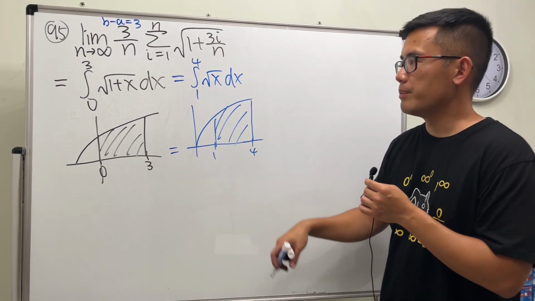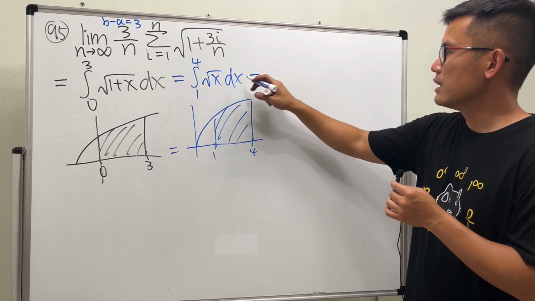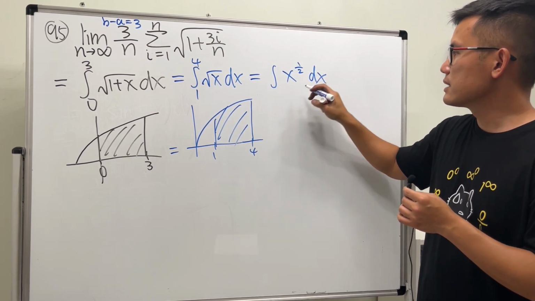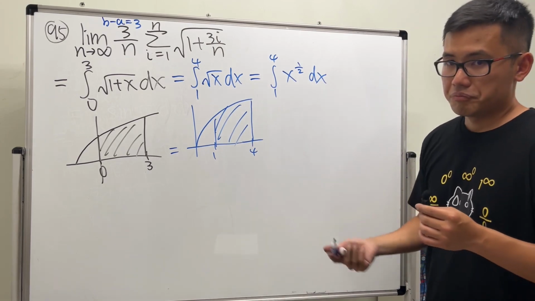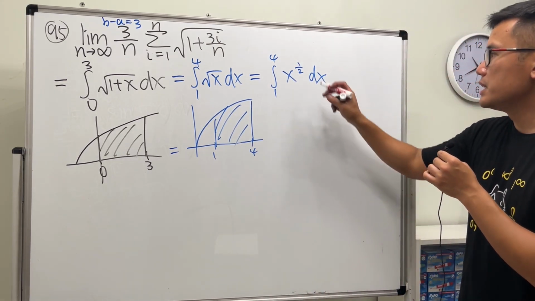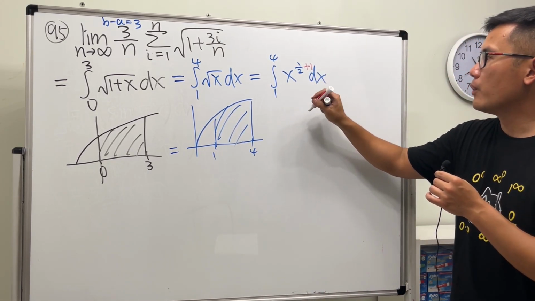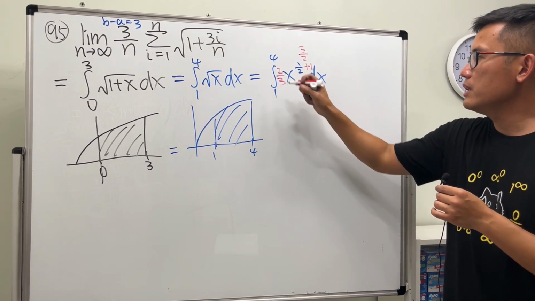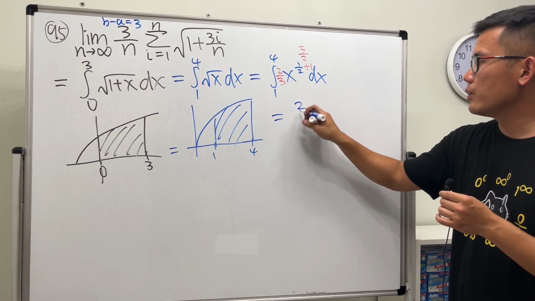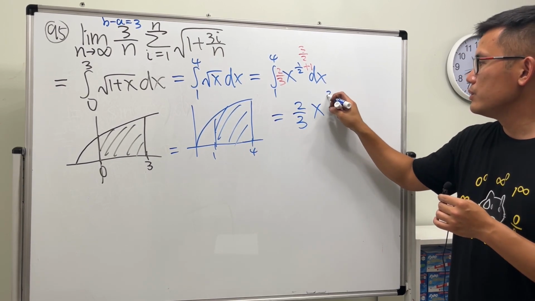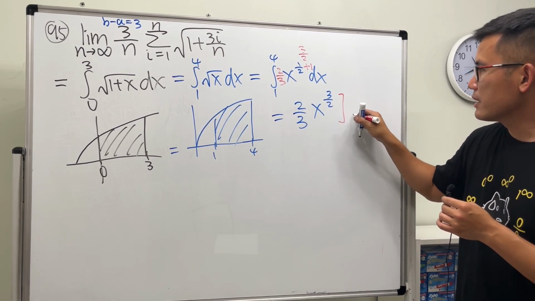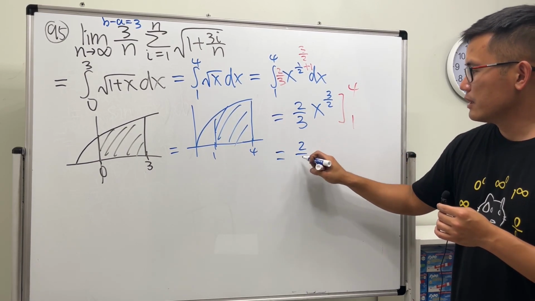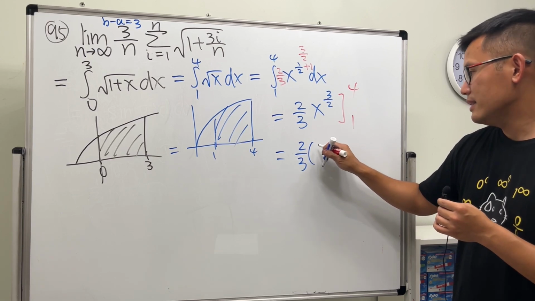Much easier to integrate, because now we can look at this as integral x to the 1/2 power dx, 1 to 4, and then just do the antiderivative that I showed you, add 1 to the power, which is 3/2, divided by the new power, which is 2 over 3, and this right here is 2 over 3, x to the 3 over 2, and then plugging, yeah? Putting the 4, and then putting the 1.